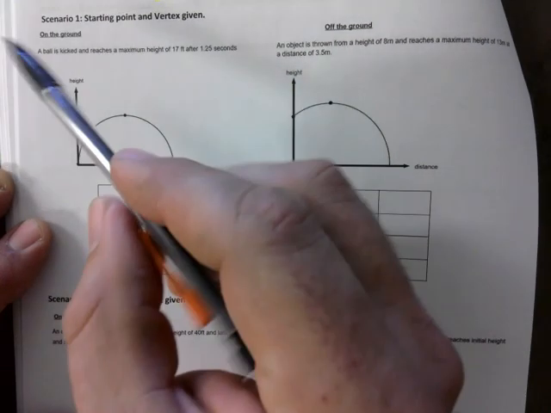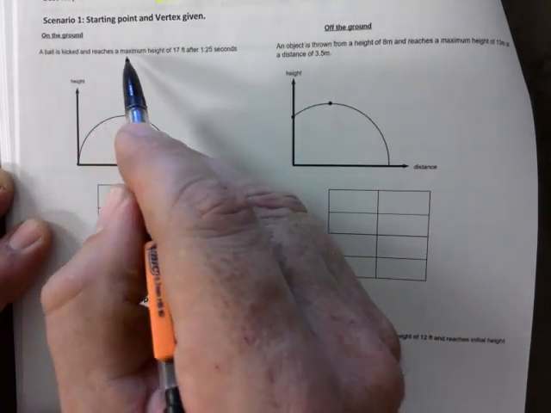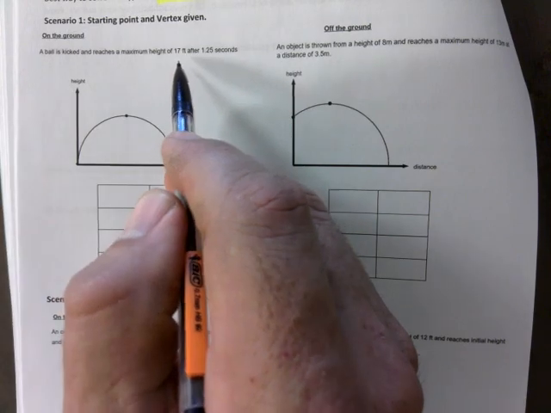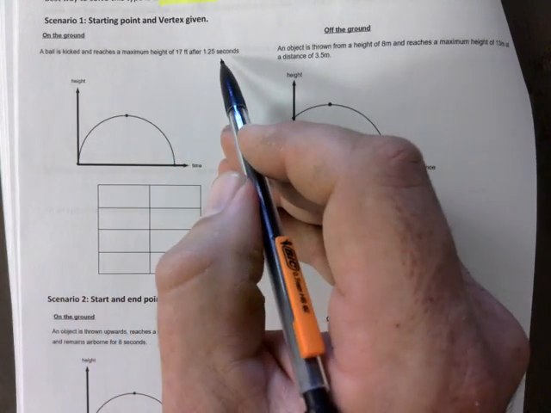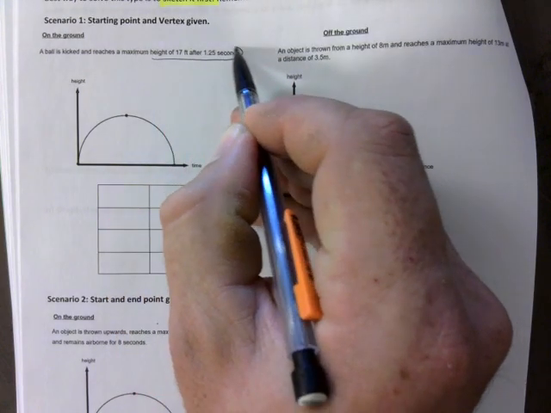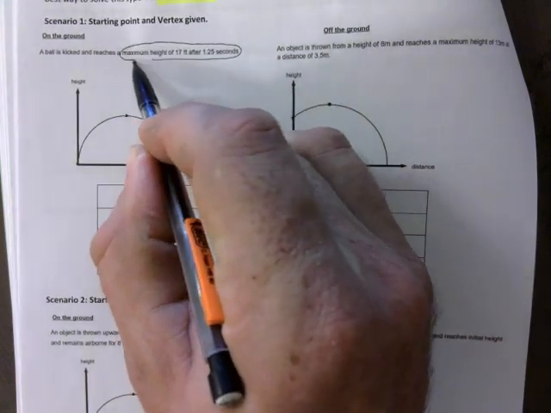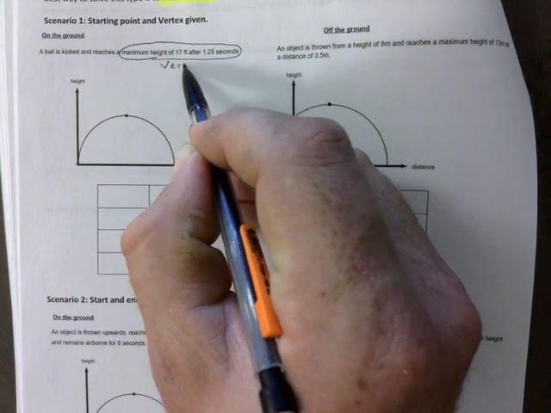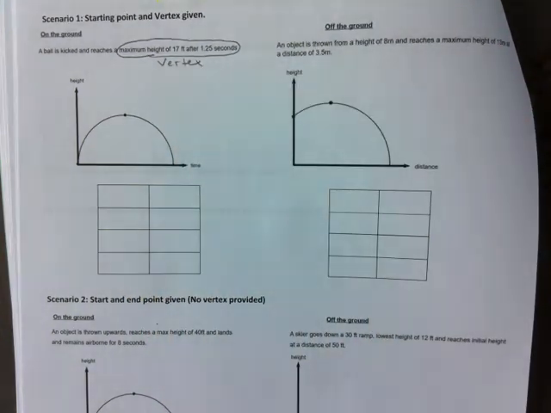So let's have a scenario here. A ball is kicked and reaches a maximum height of 17 feet after 1.25 seconds. So right here, you should recognize that that's the vertex. You just have to put it together in the right order, okay? Some students will say, oh, 17, 1.25. It's like, no, read the question. Time is always on the x-axis.